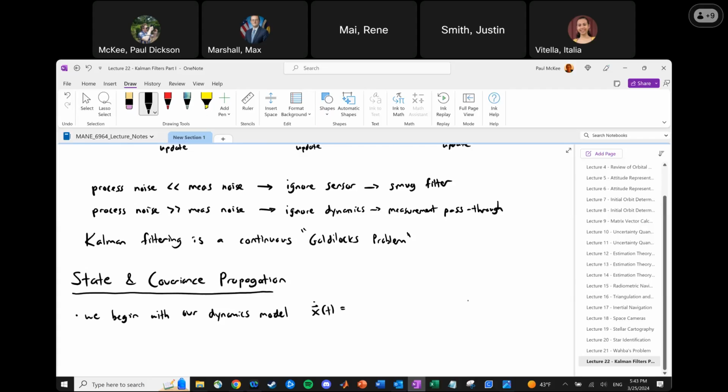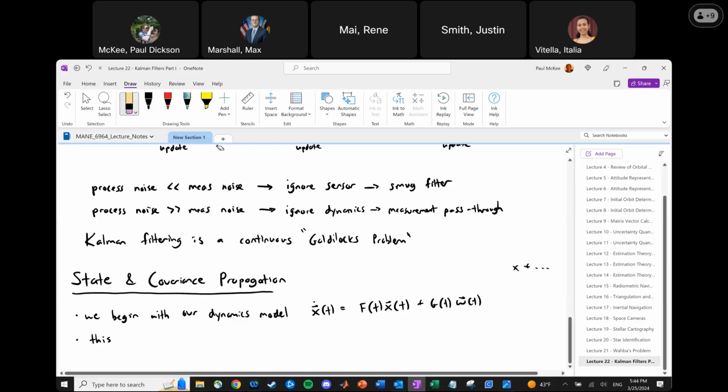x dot of t is f of t, x of t, plus g of t, omega of t. Okay. So this is obviously, for anybody with a brain, a first order stochastic differential equation. Okay, maybe it's not so obvious, but let's look at it for a second. This is a differential equation of the form x dot is equal to ax plus some stuff. That is a first order differential equation, and there's random numbers in there, which makes it stochastic. So this is a first order stochastic differential equation.